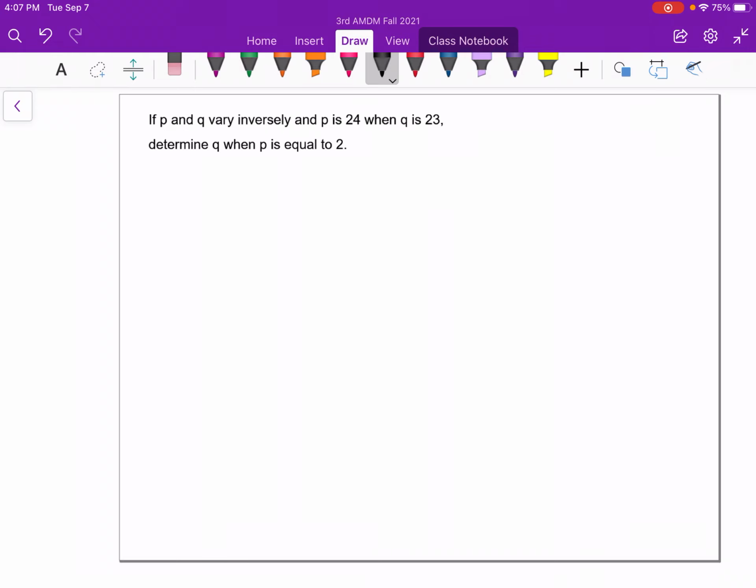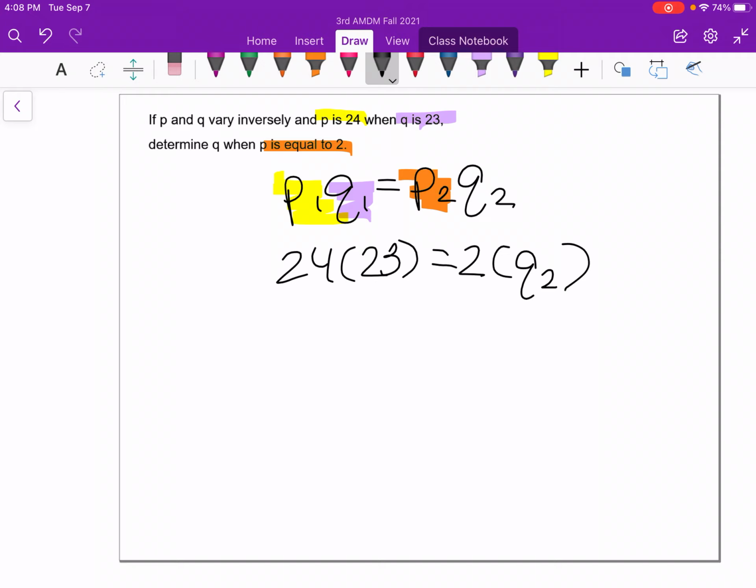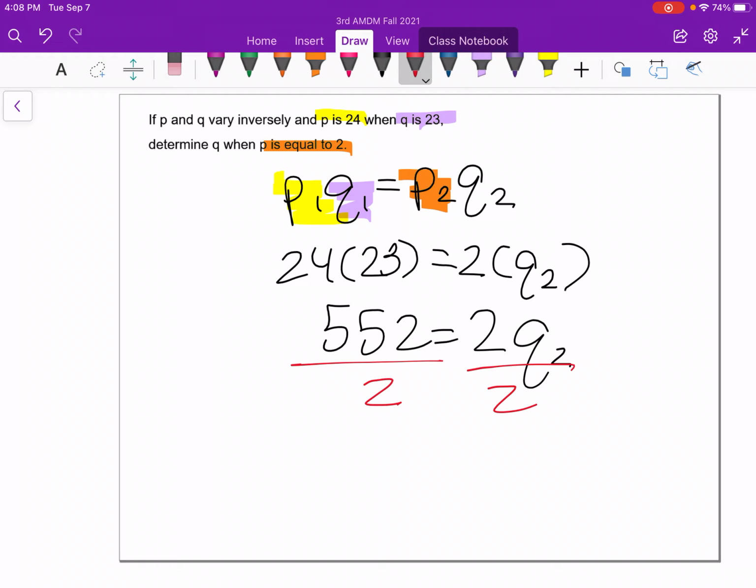p and q vary inversely. So p1 q1 equals p2 q2. And p is 24 when q is 23. Determine q when p is equal to 2. So I have 24 times 23 equals 2 times q2. So 24 times 23 is 552 equals 2q2. Divide by 2, and you get 276.